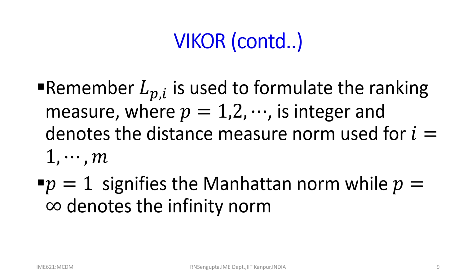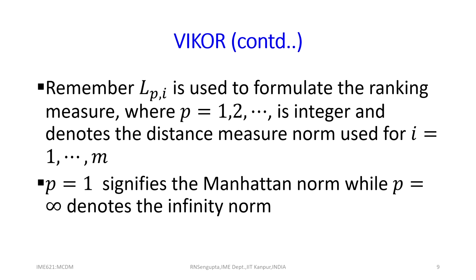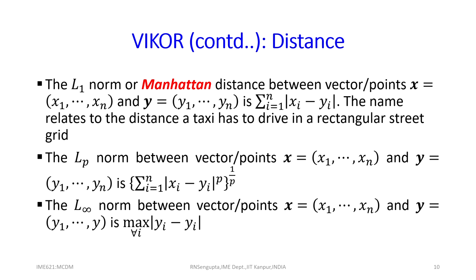Remember, Lp is used to formulate the ranking measure based on what I just mentioned: p equal to 1, 2, 3 is an integer, and we want to find the distance for each and every alternative, i equal to 1 to m, m as in mango. p equal to 1 signifies the Manhattan norm, while p equal to infinity denotes the infinity norm. Now, what are the Manhattan norms? I will just go through it.